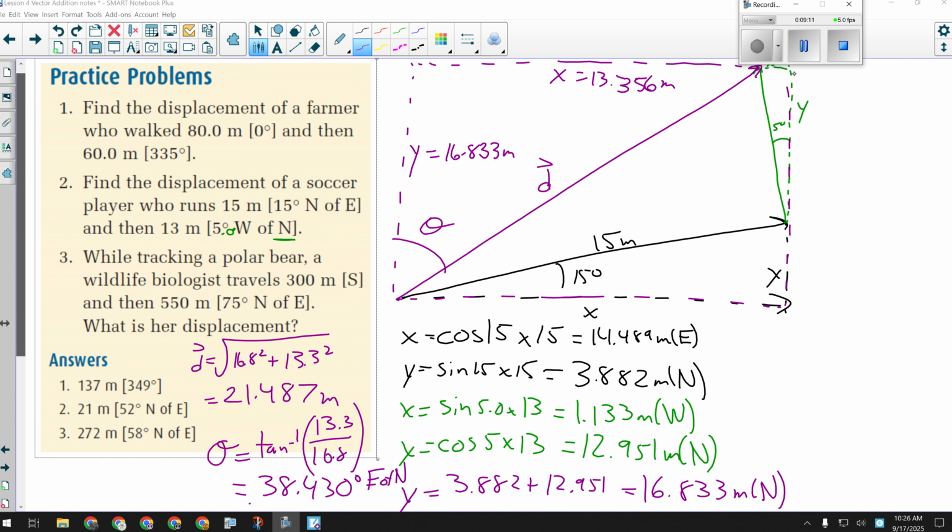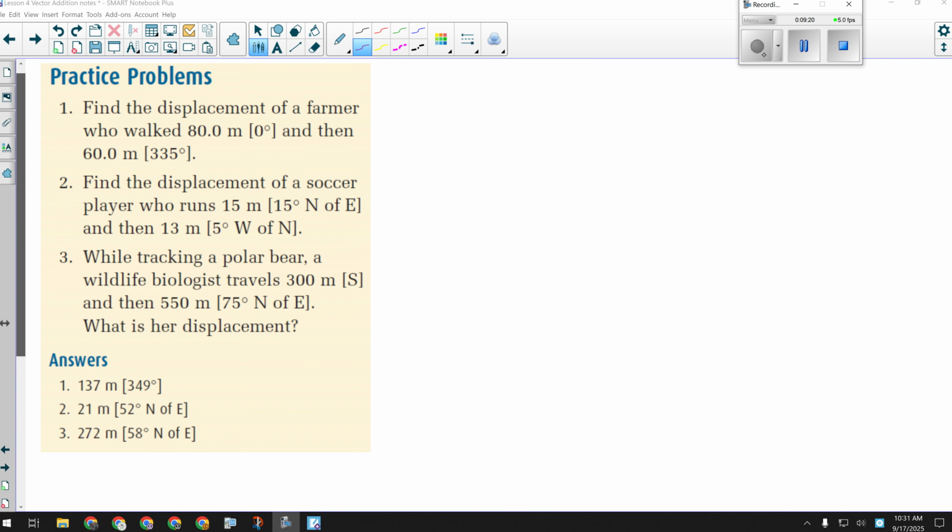Okay. Try number 3. Scale is super important on number 3. All right, so here's why scale's important. I've got a line that's 300 meters south. Okay, that's the first thing this polar or wildlife biologist does. Incidentally, following a polar bear is a good way to get eaten by one.